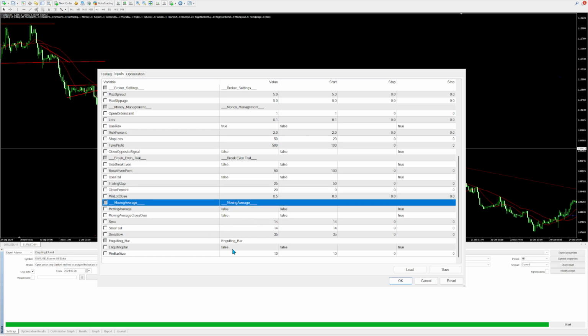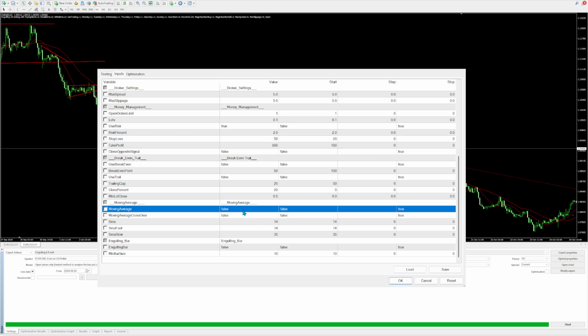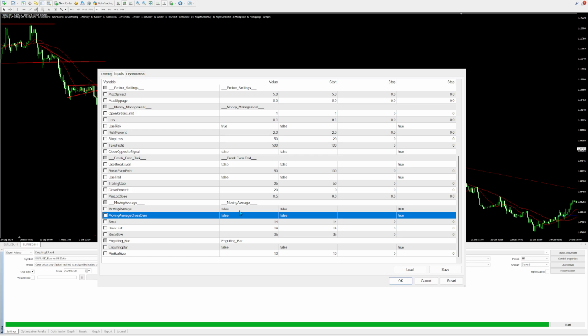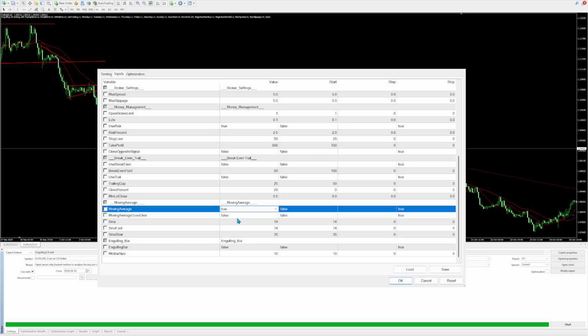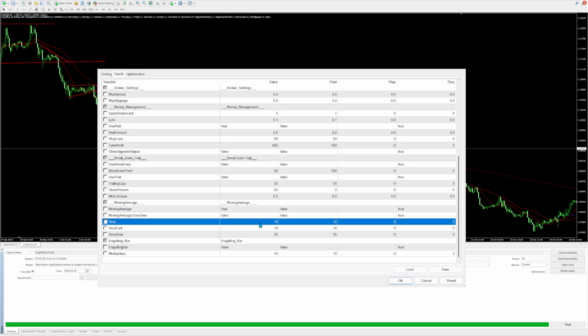Okay, so this is the nitty-gritty of the EA. The trading criteria, you've got an option of the moving average and a moving average crossover. Okay, so the moving average, if you set to true, price will have to be above the SMA for a buy trade or below the SMA, simple moving average, for a sell trade. You can adjust the periods in there, so 35, 50, 200, just whatever you fancy, or default 14.